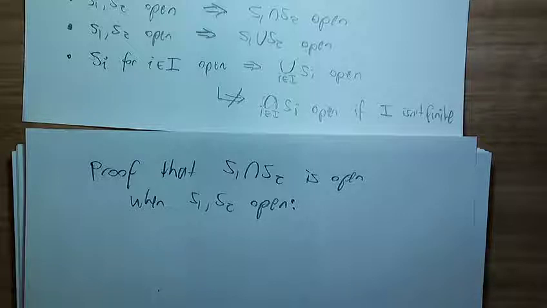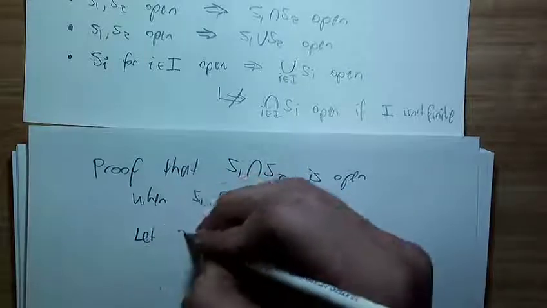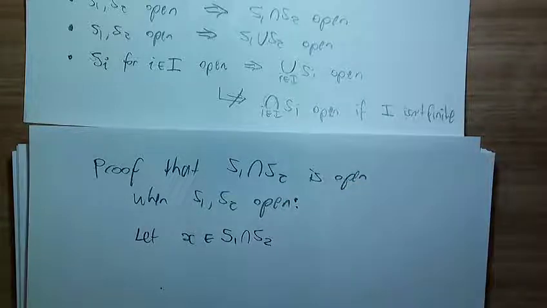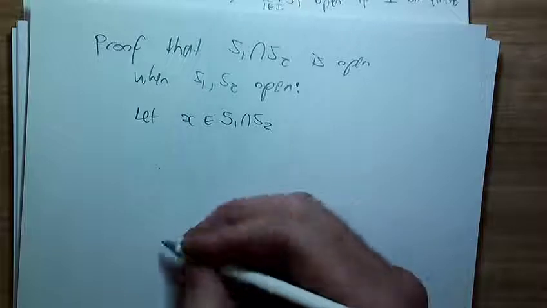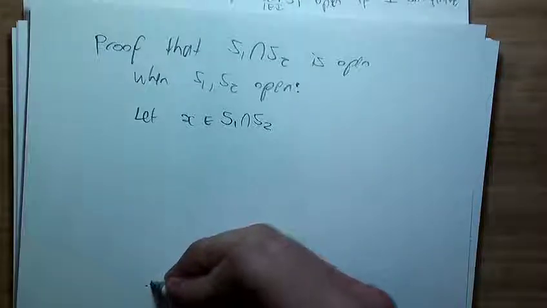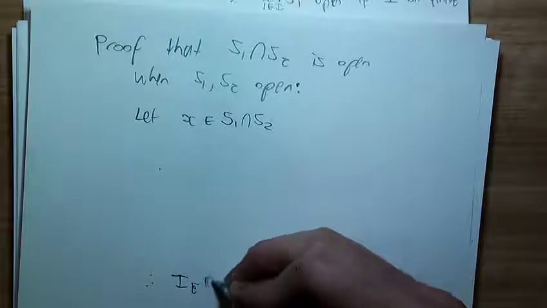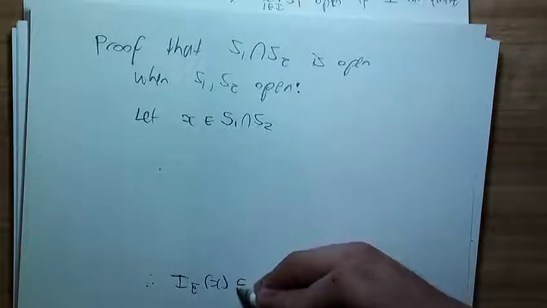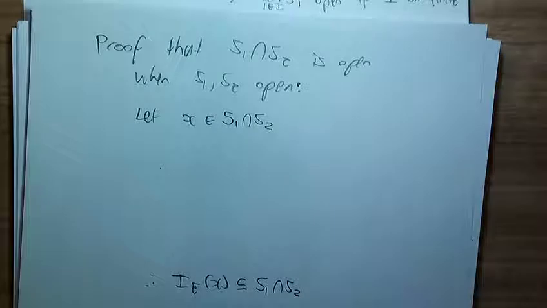Okay. Well, I suppose same deal, the definition of openness says for all x, so let x be in S1 intersection S2, and then we have to create an interval of epsilon around x that is fully contained in S1 intersection S2. And we have to tell the person reading it, which could be future me, what epsilon is.